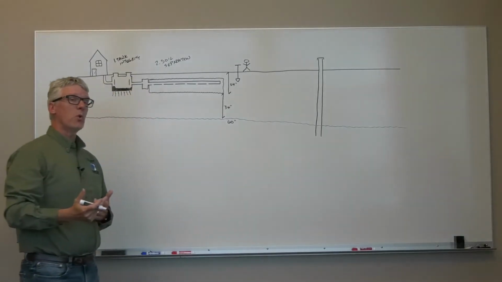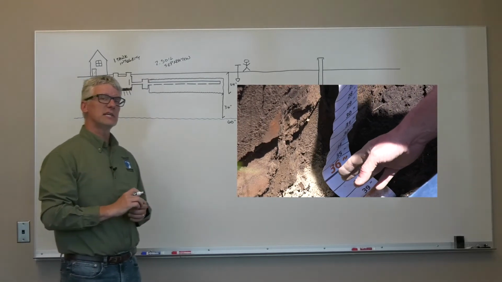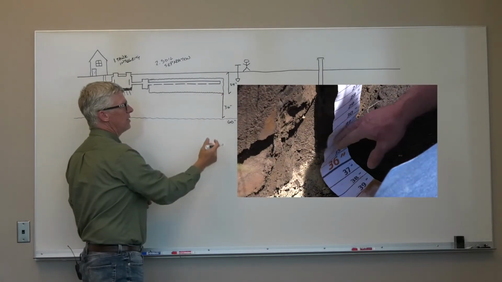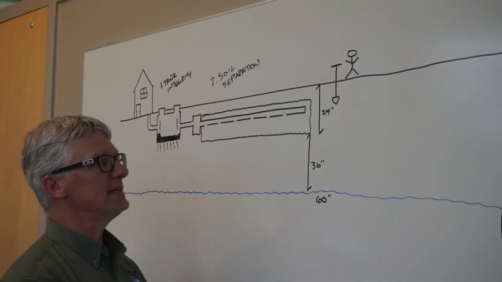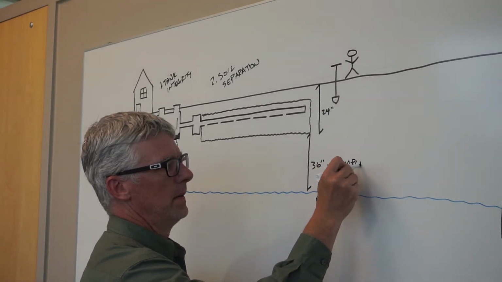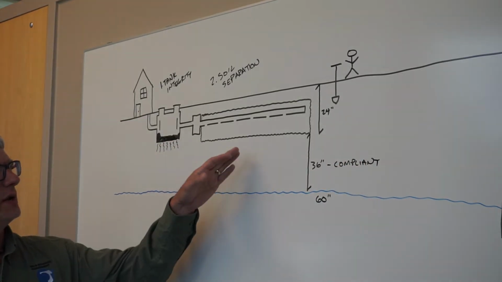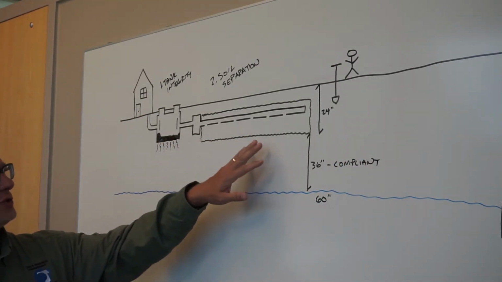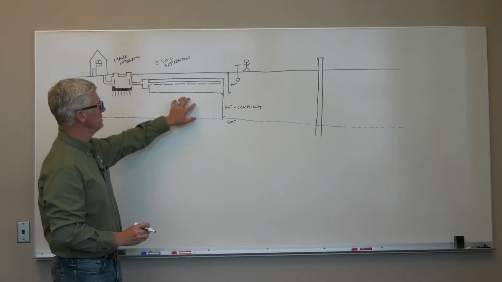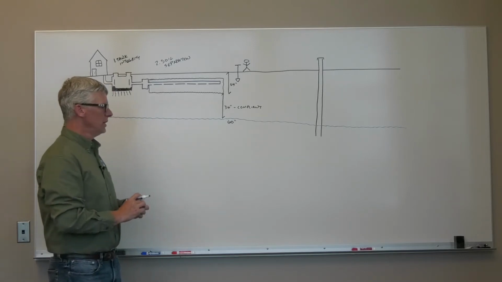The state of Minnesota requires that a compliant septic system have at least 36 inches of separation between the bottom of the system and the water table. So if this were the case, this system would be deemed compliant, because all of the effluent from the septic tank that goes out to the drain field has enough distance between the system and the water table to get ample treatment before it gets discharged to the groundwater.